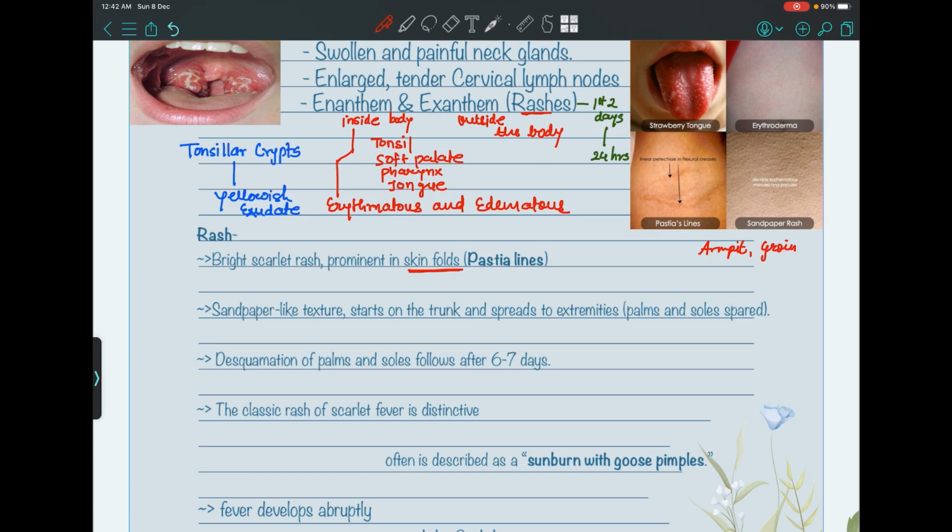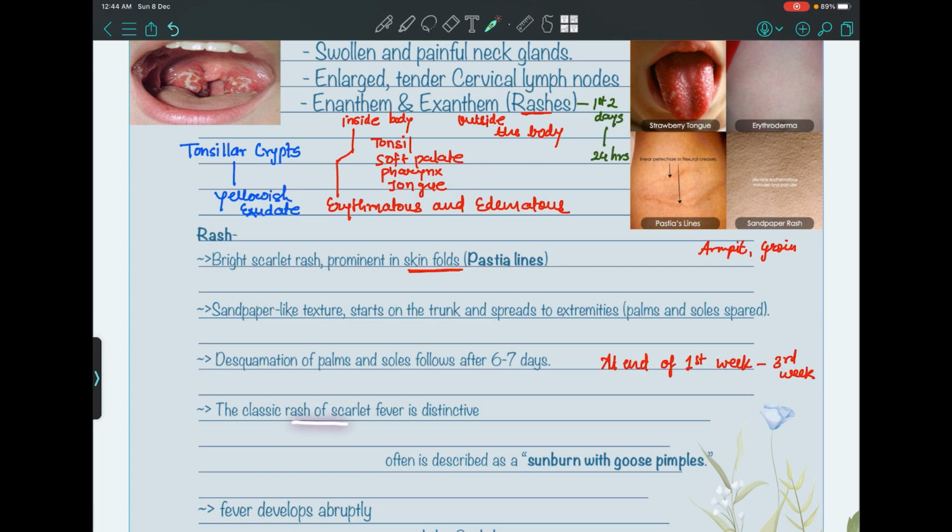A bright scarlet rash starts on the chest and upper body and then spreads to the arms and legs, but spares the palms and soles. It subsides after 6 or 7 days, followed by desquamation of the palms and soles. These scalings begin on the face at the end of the first week and spread to the rest of the skin by the third week, with the extremities being the last affected. The rash usually clears within 1 week and then a period of desquamation of the skin occurs.